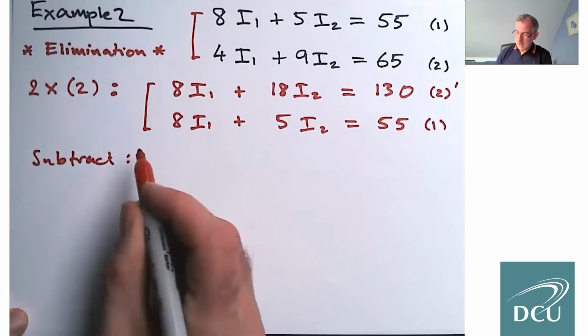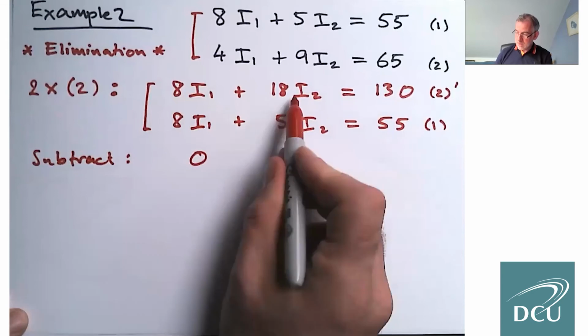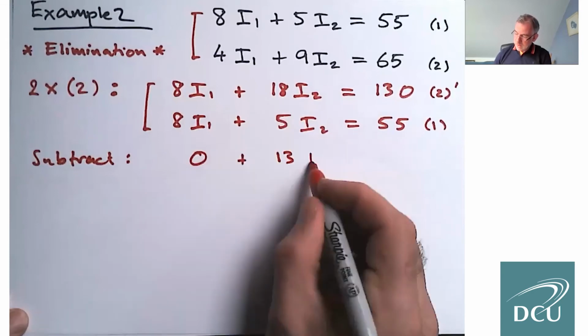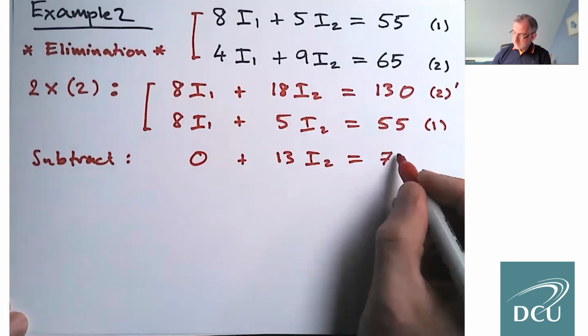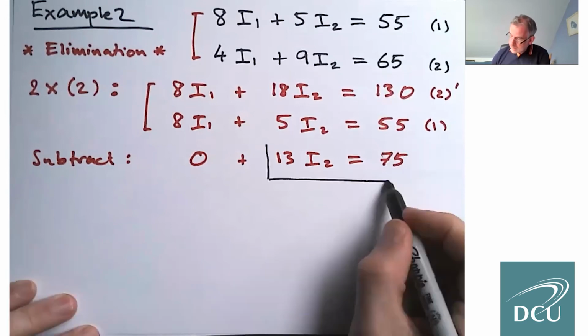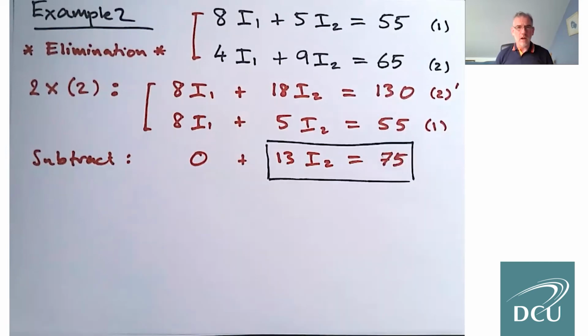So 8 I1 take away 8 times I1, that's 0. Then I have 18 I2 take away 5 I2 will give me 13 I2. And 130 take away 55, just be careful to check that. I think that's 75. Yeah, okay. So I have an equation now that's much easier to deal with because I have just one variable, the I2, and numbers. So I can immediately write down the value for I2.